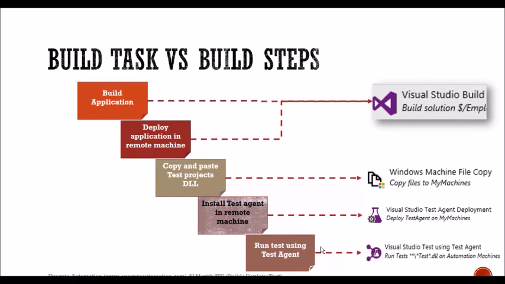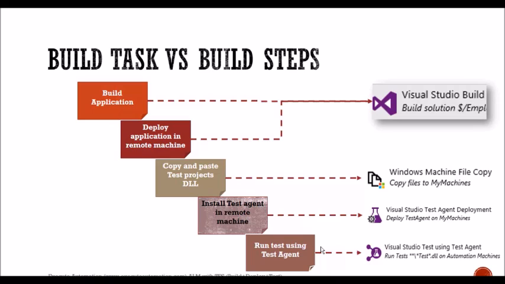For this build application and deploy application in a remote machine, remember we did both of them using the Visual Studio build task. Similarly, copying the test project DLLs can be done using the Windows machine file copy build step, and that's the task that you need to add in your build definition. And similarly, install test agent in the remote machine. That particular build step can be done using the Visual Studio test agent deployment task. So you need to add that task in your build definition.